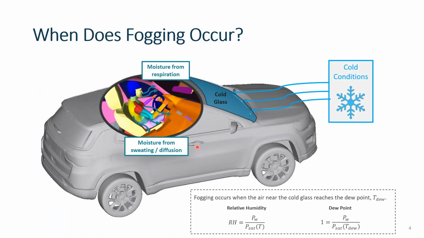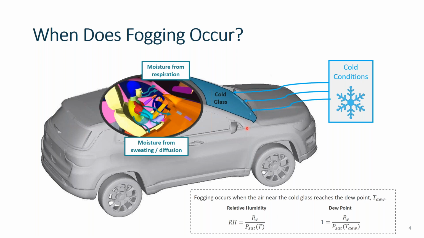Okay, so first of all, when does fogging occur? Mathematically, this occurs when you have some air with some moisture content and you have some cold surfaces. And when this air comes in contact with our cold surfaces, if it reaches the dew point temperature, then condensation will begin to happen. And if it occurs on glass, then we see some fogging.